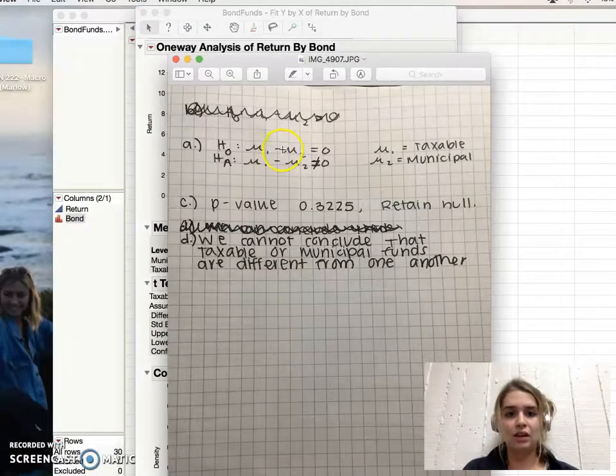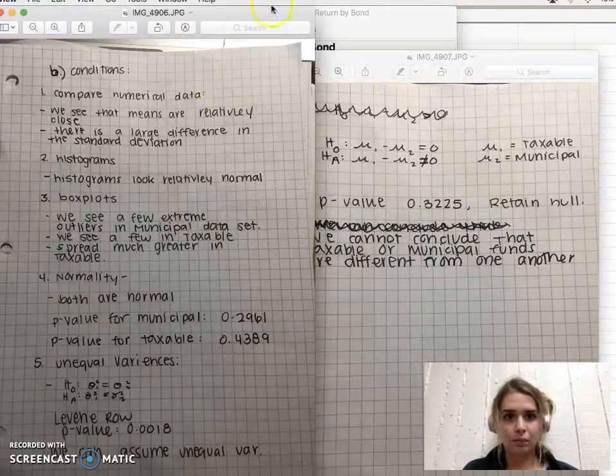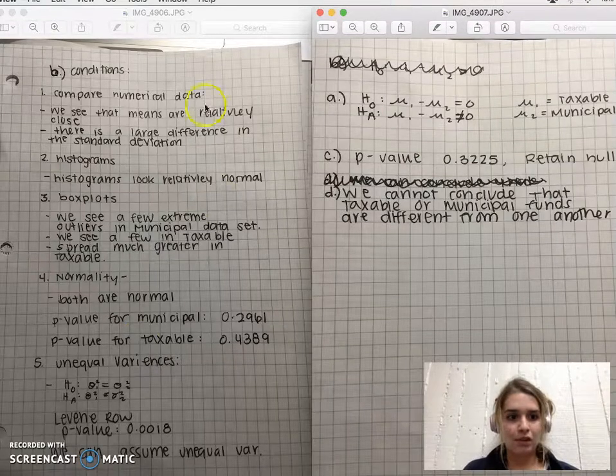So when we come back to this, since it's a high p-value, we're going to retain the null. We cannot conclude that taxable or municipal funds are different from one another. And I'm also going to include, before I end this video, all my conditions right here, just in case you missed any of them.